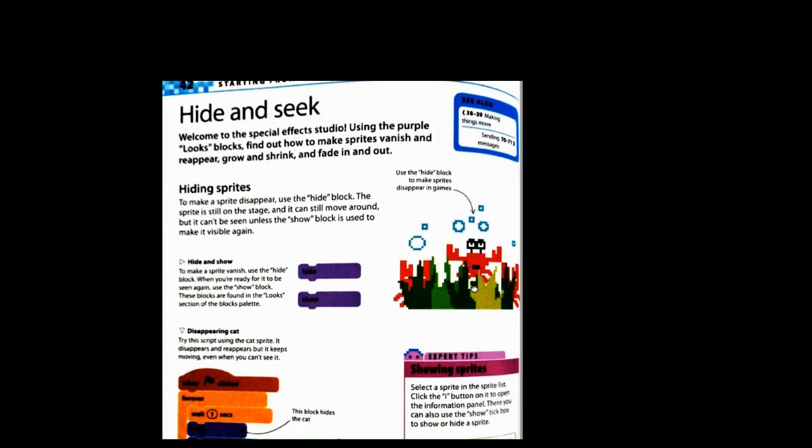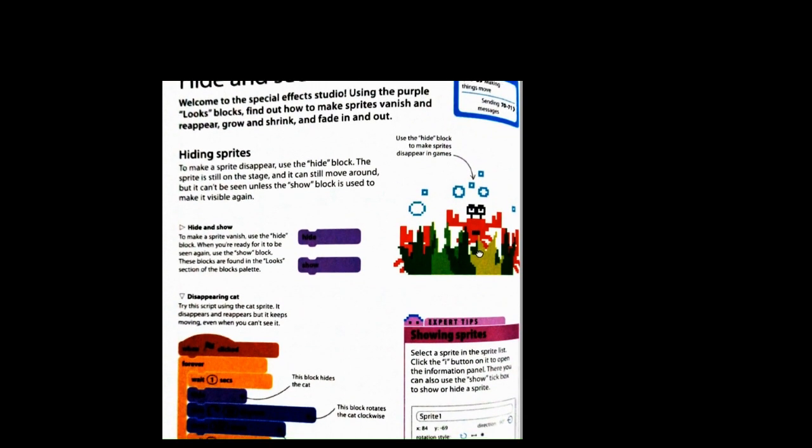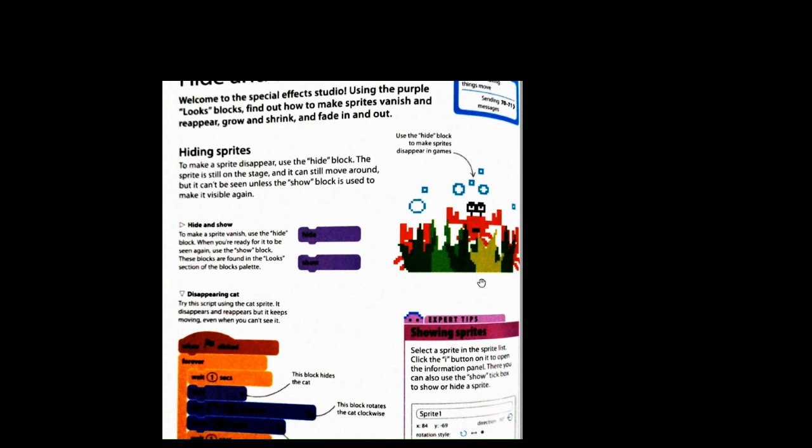Hide and seek. Welcome to the Special Effects Studio. Using the purple looks block, find out how to make sprites vanish and reappear, grow and shrink, fade in and out. Hiding sprites. To make a sprite disappear, use the hide block. The sprite is still on the stage and it can still move around, but it can't be seen unless the show block is used to make it visible again.